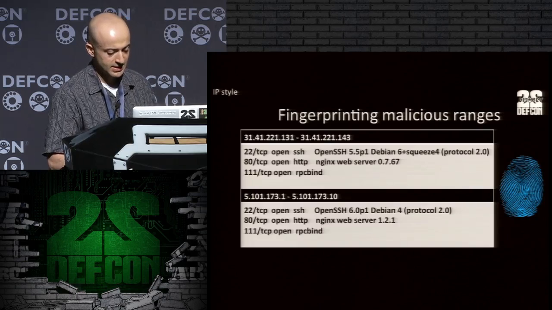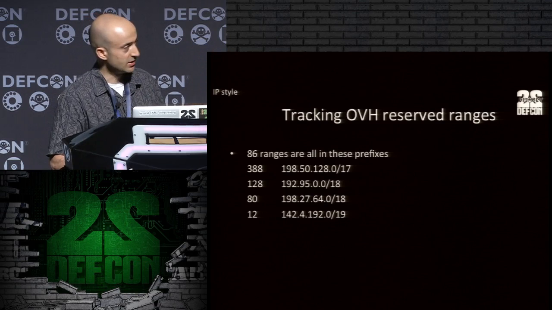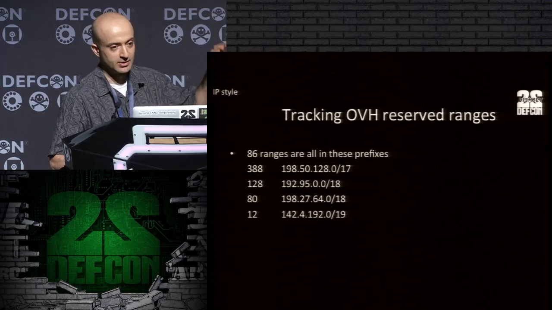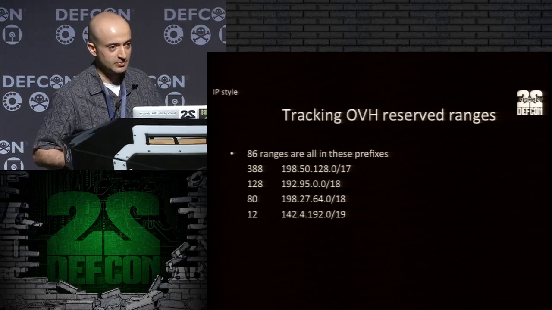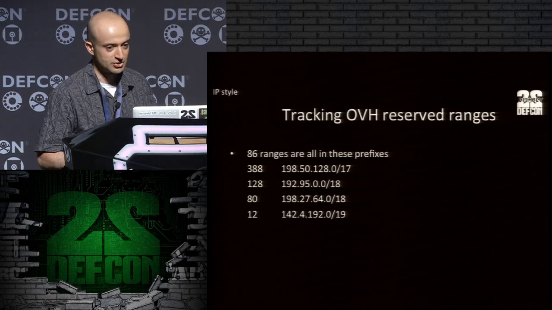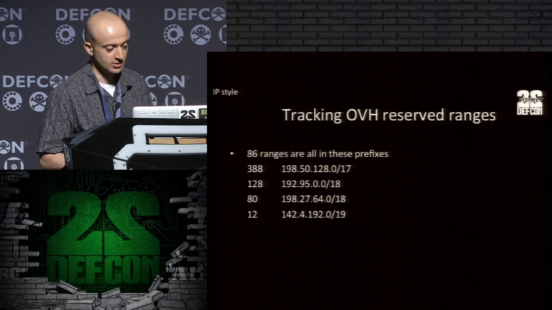Now the point here is that if you look at the BGP prefixes where these IPs are living, you'll see it's a very coarse granularity. It's like a huge one, /17, /18 and /19. You got a lot of IPs to look at in these big ranges. So you cannot get that nice laser sharp view of what is going on.